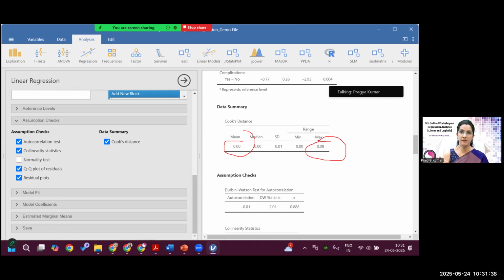And what is a high leverage? High leverage means if any predictor variable is very high, and because of that it is dragging the regression line from the best fit, then it is the high leverage. And Cook's distance combines both. That's why we take the Cook's distance.